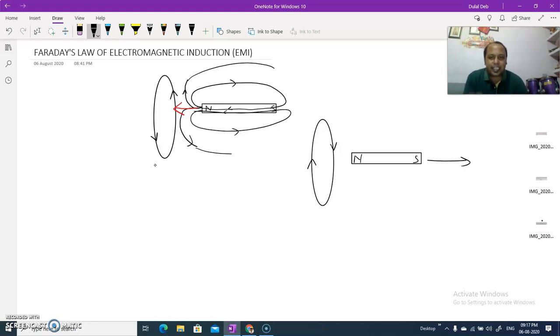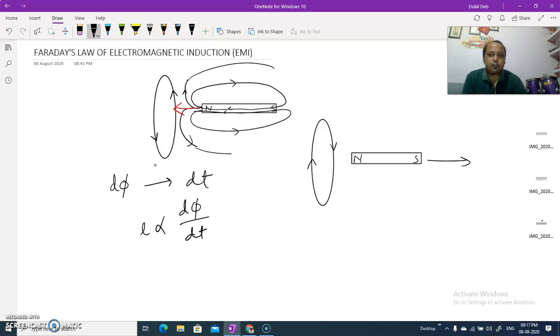The next point which Faraday made clear in his experiment was the rate of change of flux. Suppose there is a change in flux given by d phi in time dt. So the rate of change of flux will be d phi upon dt. And this value, the rate of change of flux, is directly proportional to the induced EMF. Induced EMF is represented by small e.